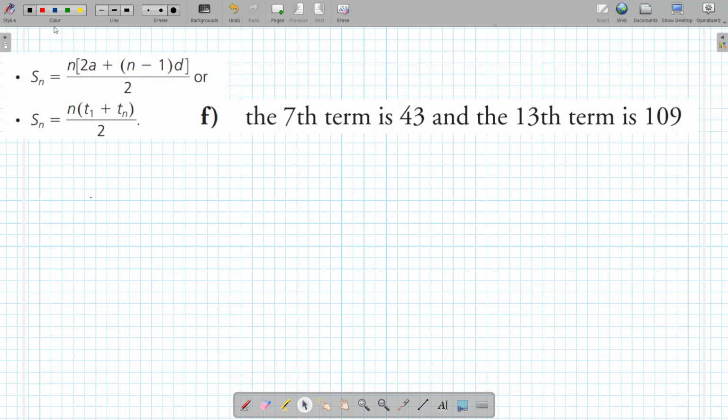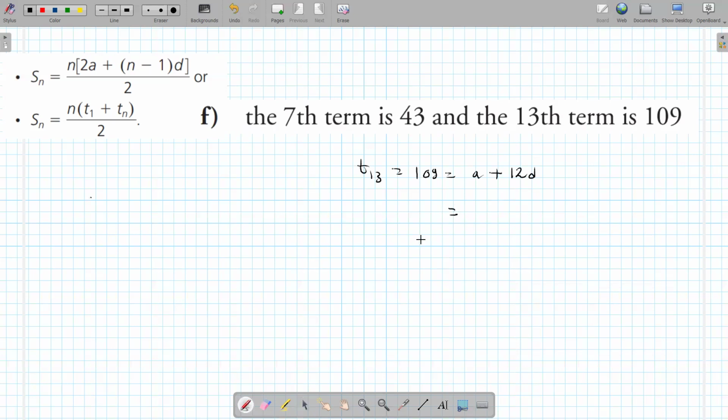So here we don't have A nor D. If you don't have both of them, it's probably a system of linear equations question. Here T13 is 109. Remember the formula for Tn? It's A plus (n minus 1) times D. So if n is 13, it'll be 12 times D. That's our first equation.